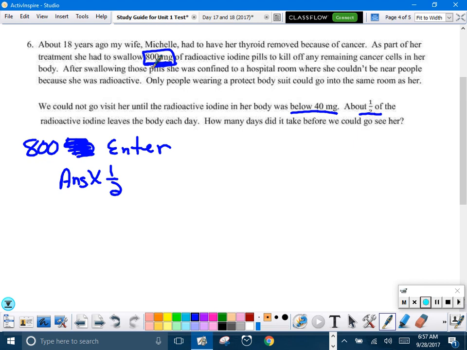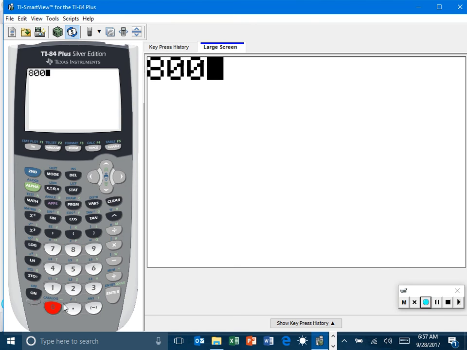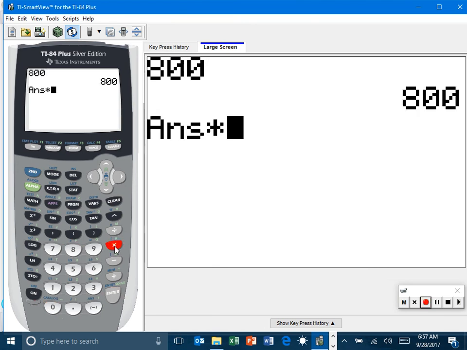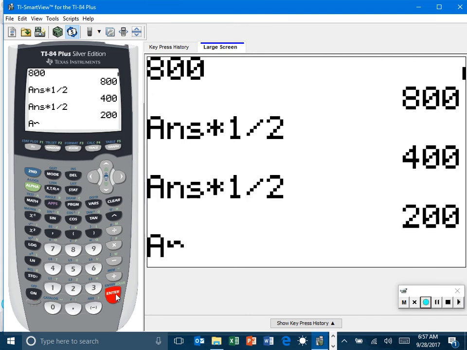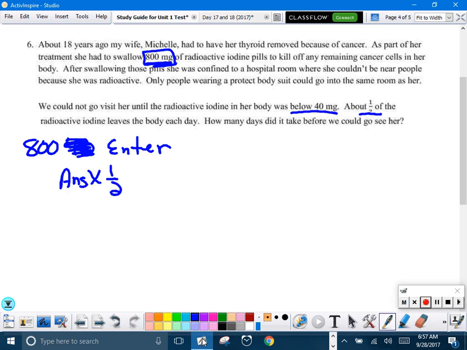Okay, so here we go. 800, enter, times a half, and yes, you can use the decimal if you prefer. So, do not count the 800 as 1. Do not count that. That is the initial amount. Start counting now. 1, 2, 3, 4, 5. That's all it took. It took 5 days. That's your answer. That's all you do for that one. 5 days until we could go see her when her level was below 40 milligrams.